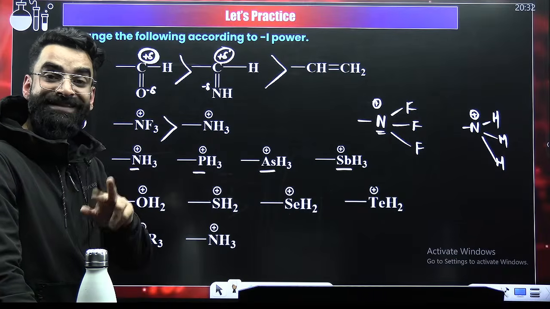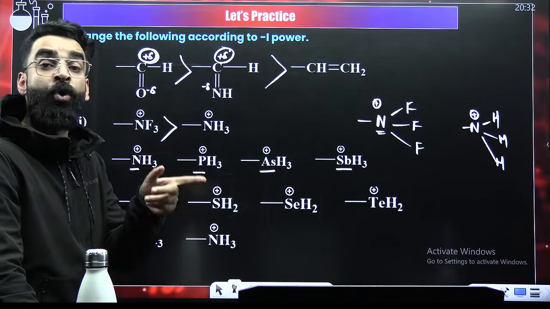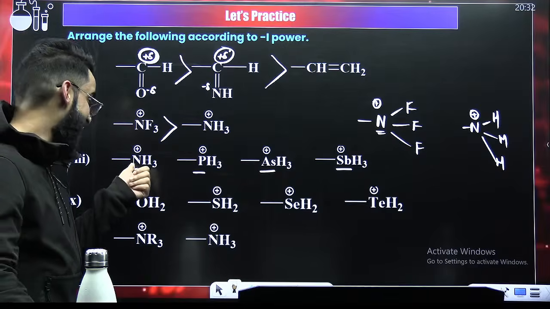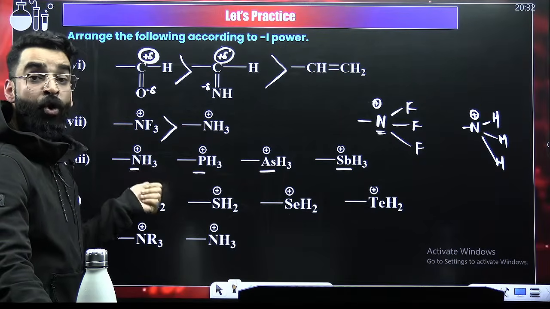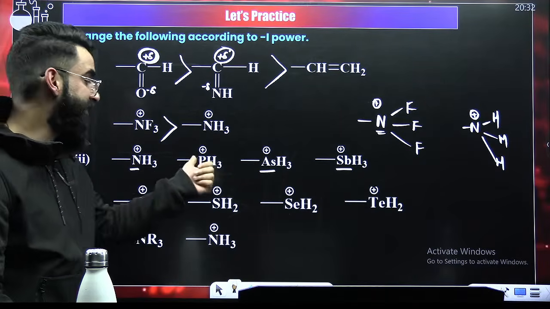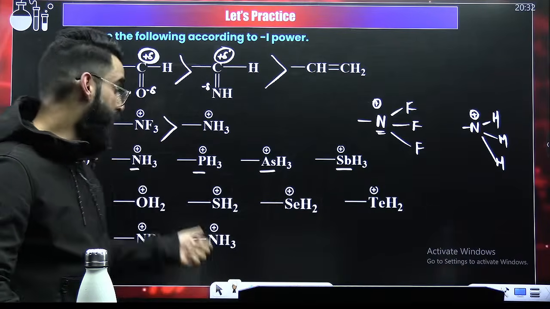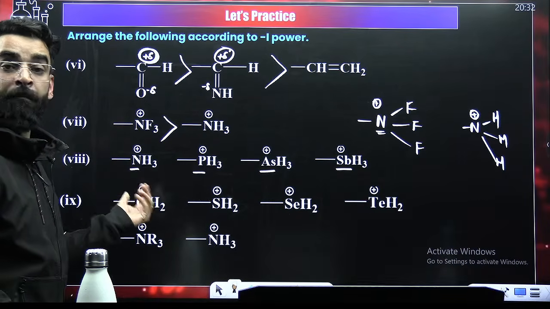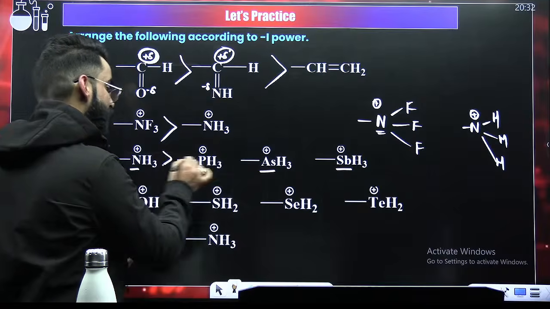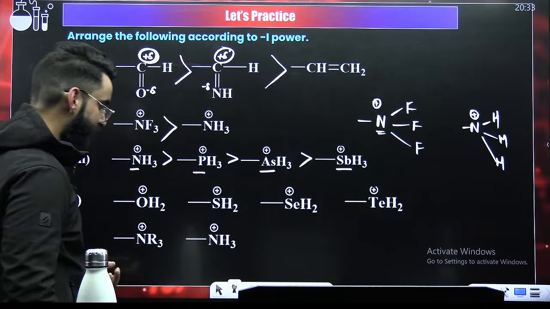Volume charge density and size are inversely proportional. Lesser the size, more the volume charge density. So this nitrogen here has more positive volume charge density than this one, and more the positive volume charge density, more is the withdrawing nature. So it will show more minus I. Same is the reason here.